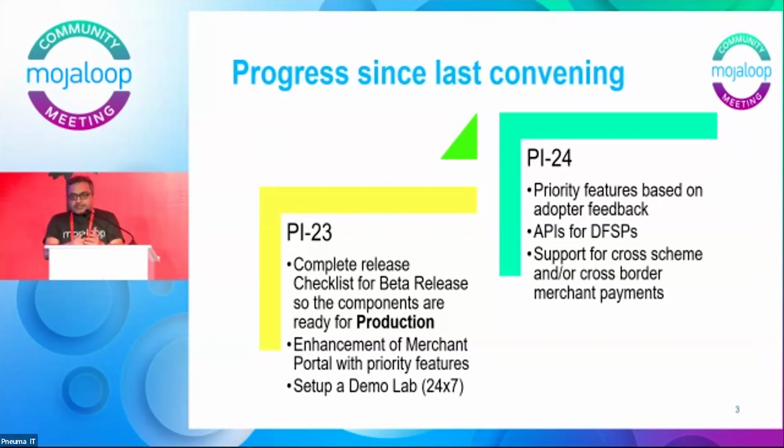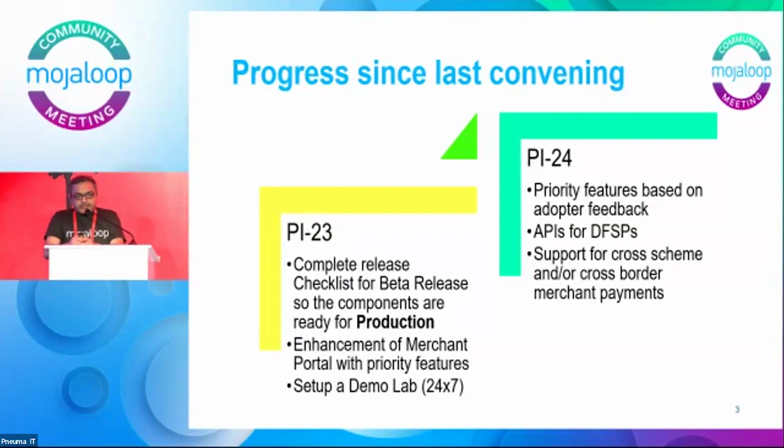So in the last PI, we had this target that whatever we are trying to build, it should be available to the community as production grade components. So the Mojaloop Foundation shared with us a release checklist in order to verify that we meet all the technical criteria. So that's what we have achieved in this PI. So it's production ready, and barring some logistics, it will be pushed in production next week.